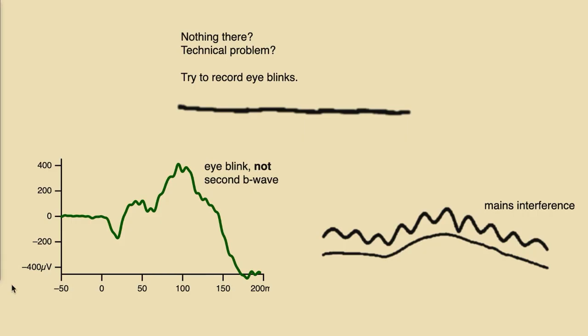And here you have a flash ERG, full-field ERG signal, the A wave, and this is the B wave here. And then you have this bump here, and you might wonder, is this a second B wave? Maybe the person is producing two B waves. No, it's not. This is actually a part of an eye blink artifact.